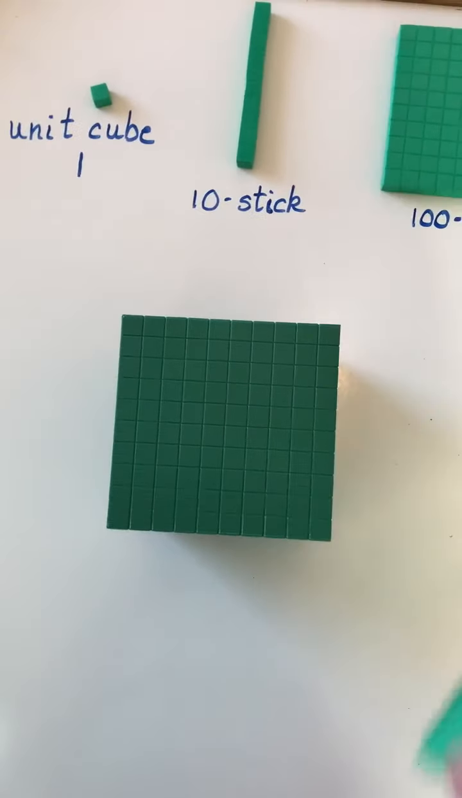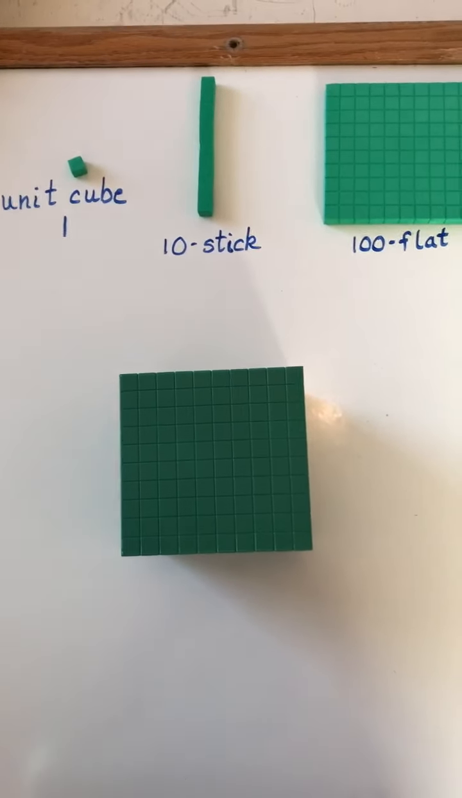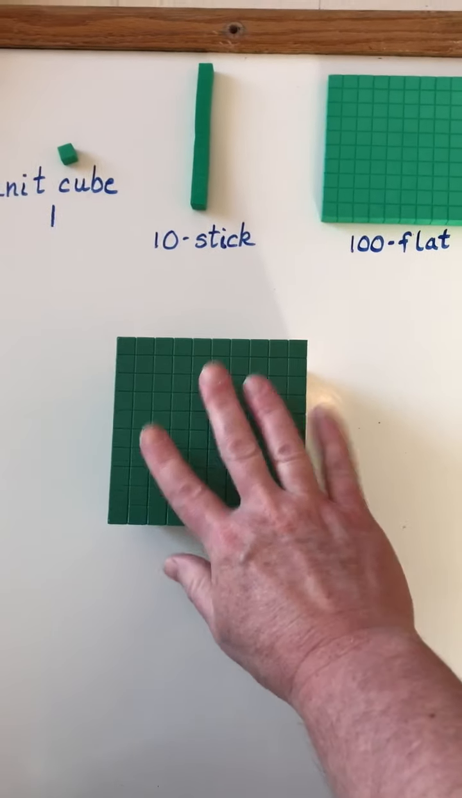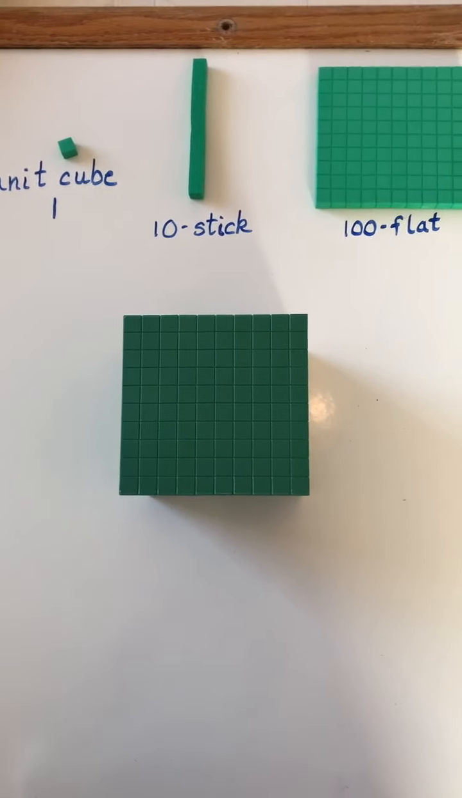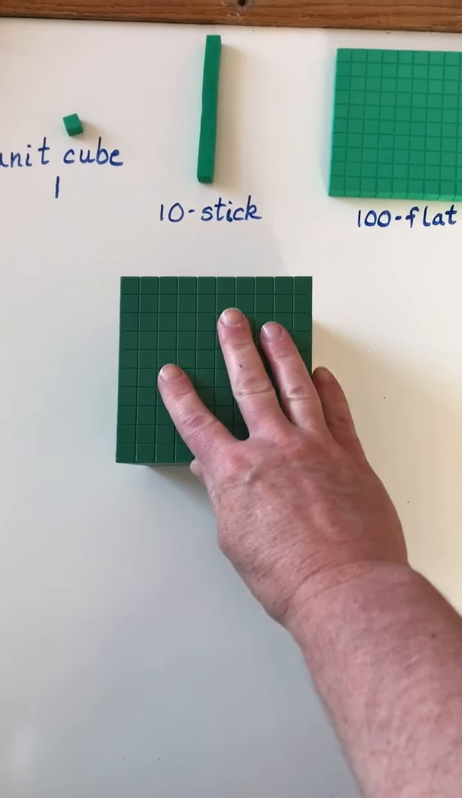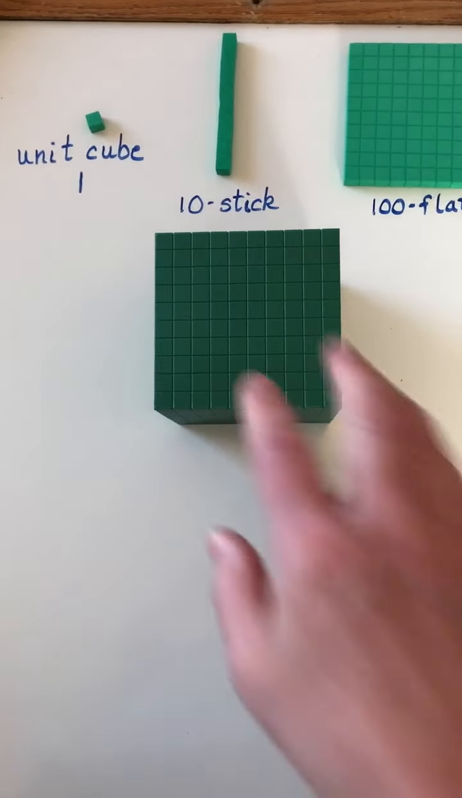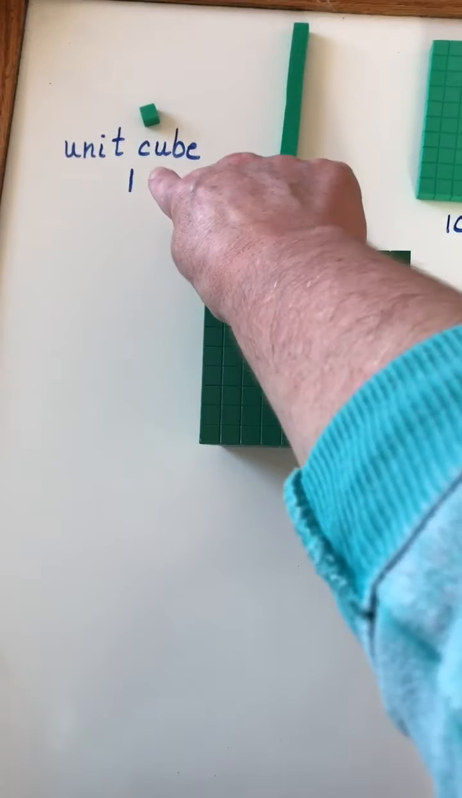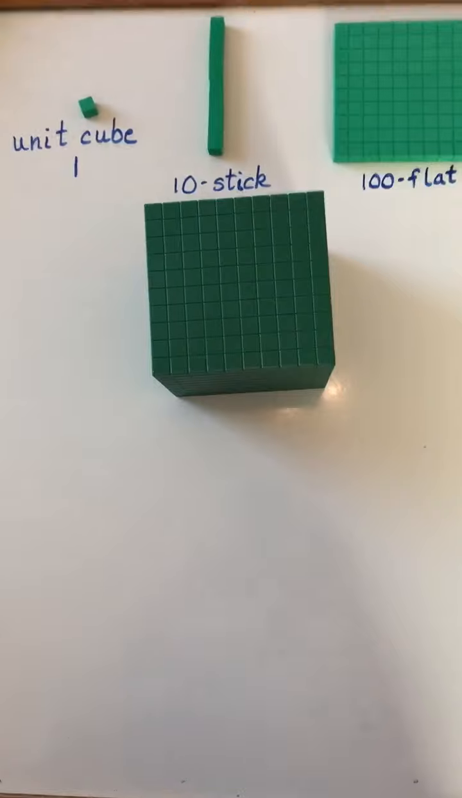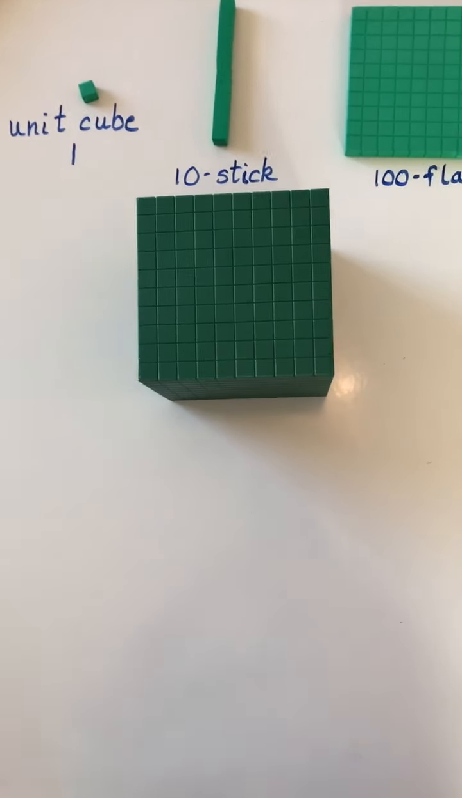So here's the question, guys. How many unit cubes do you think are inside of here? If 10 100 flats fit inside, what would we call this? It is a 1,000 cube. Can you believe that inside of this cube would be 1,000 of these little unit cubes? Wow. But you know what? It helps us to easily show a big number like this.